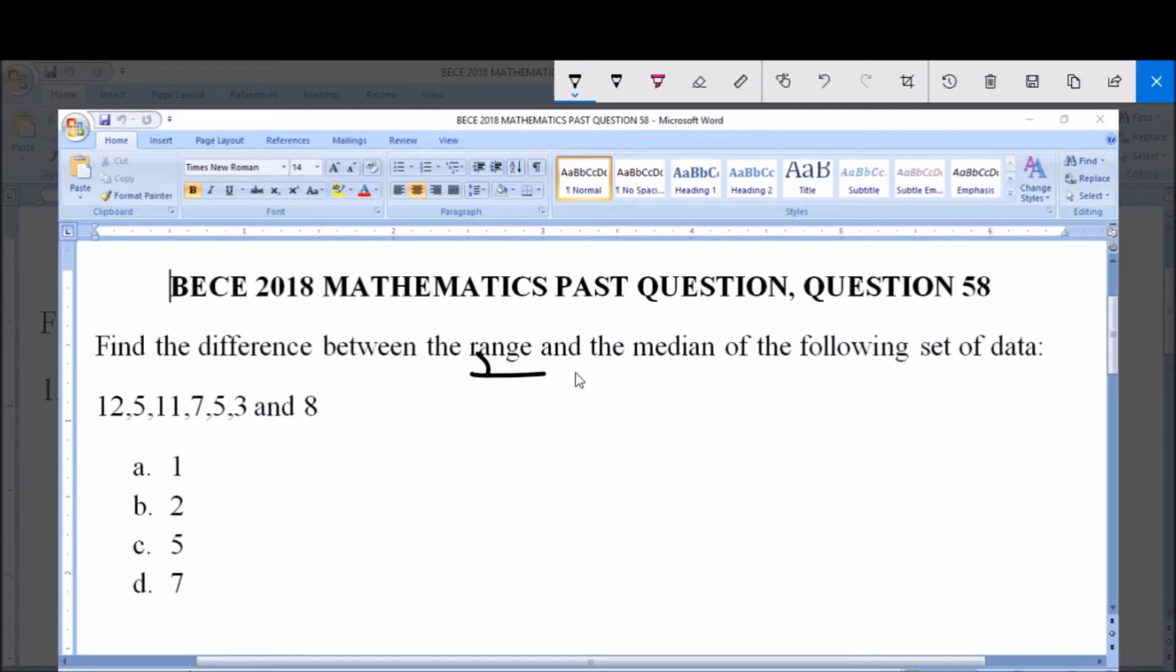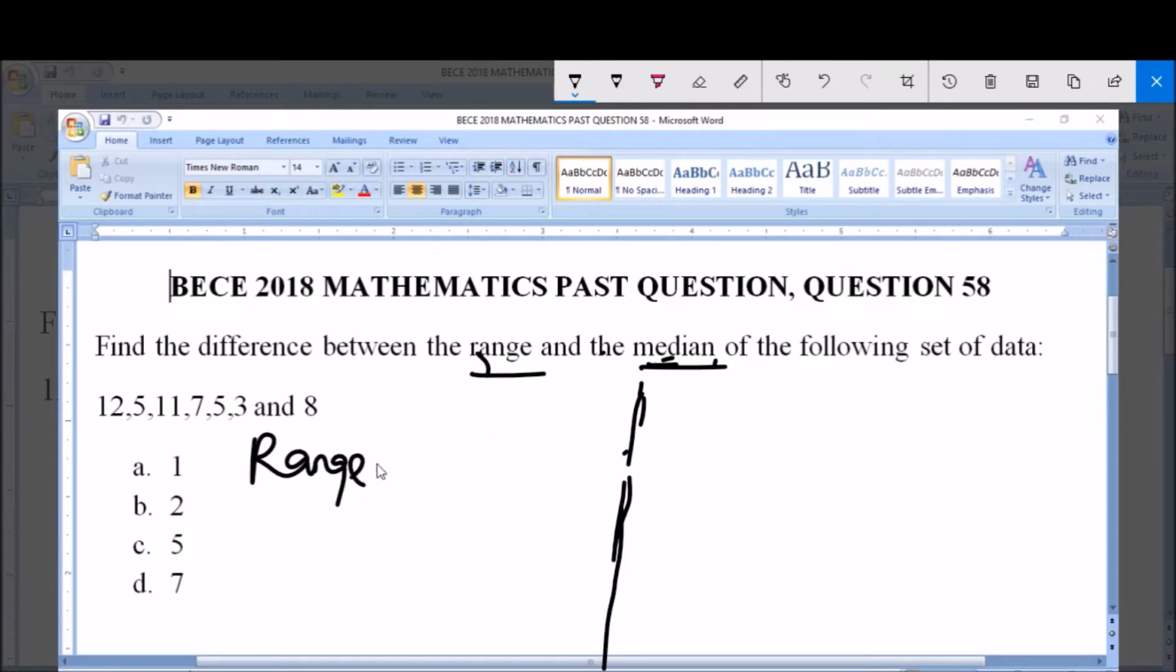Now we have to find the difference between the what? Between the range and the median. So we are required to find the range and also the median first, and then find the difference between the range and the median, that is to subtract the median from the range.